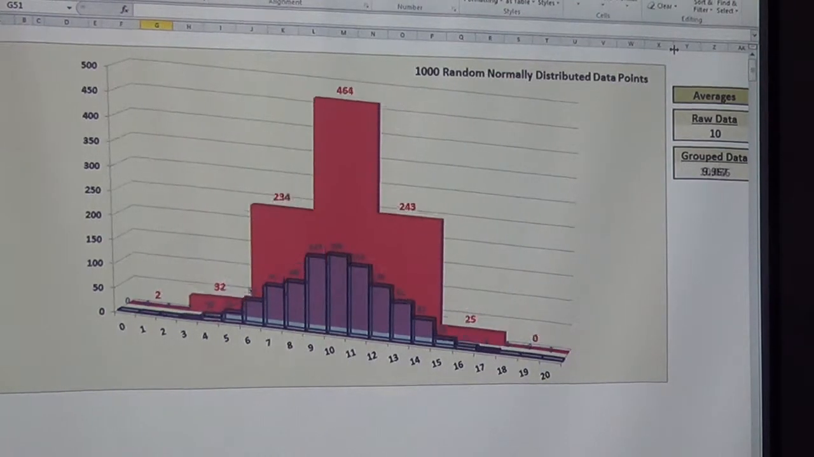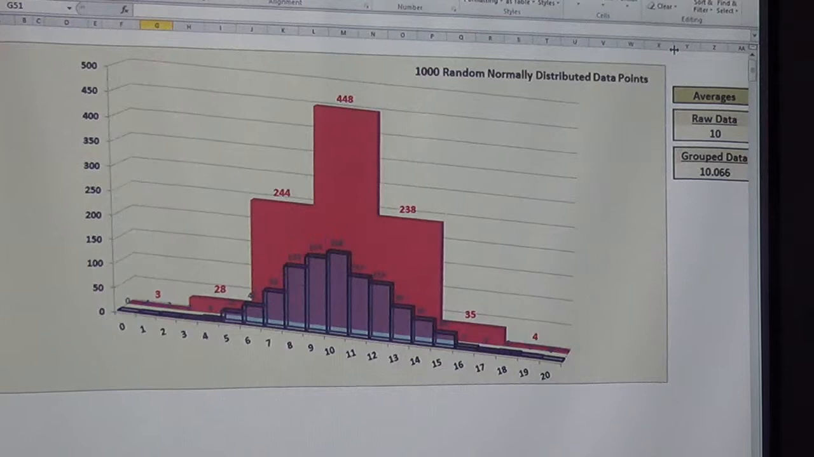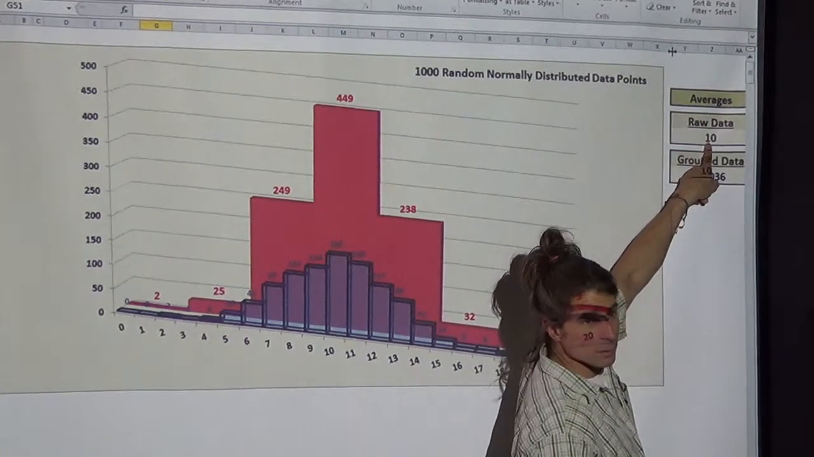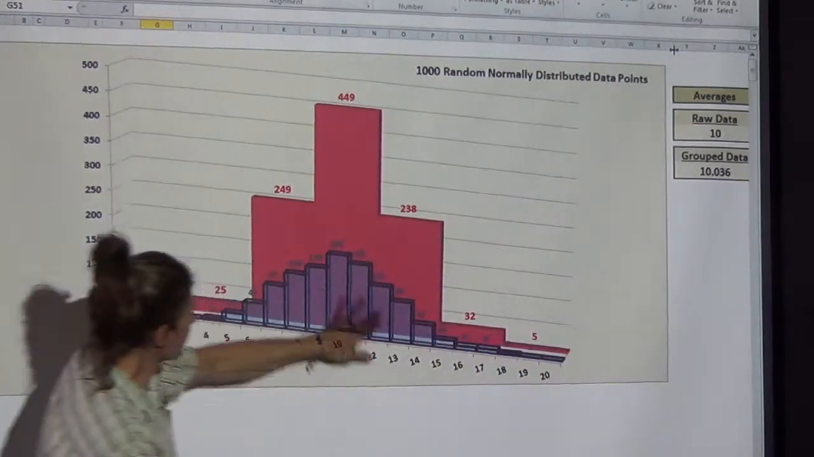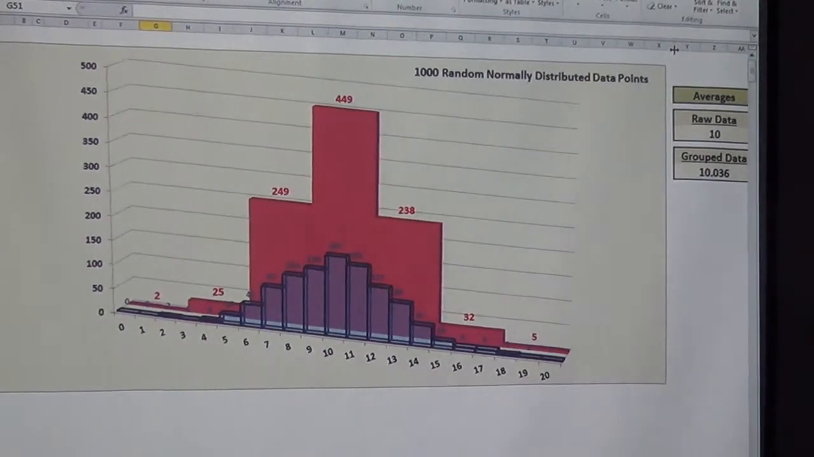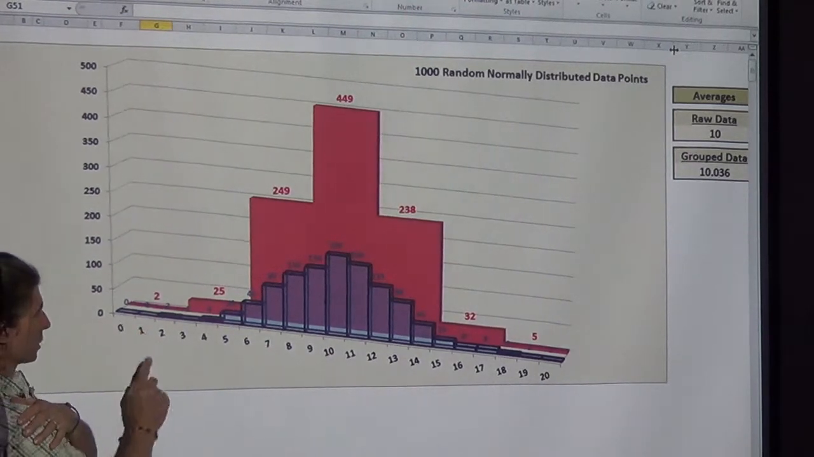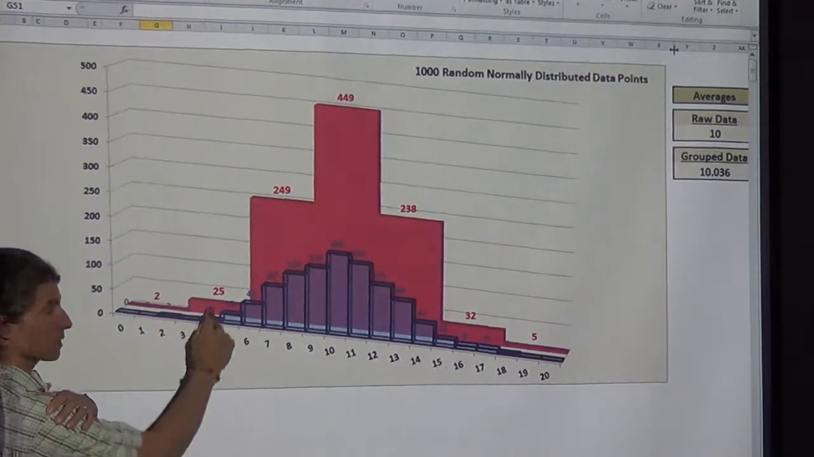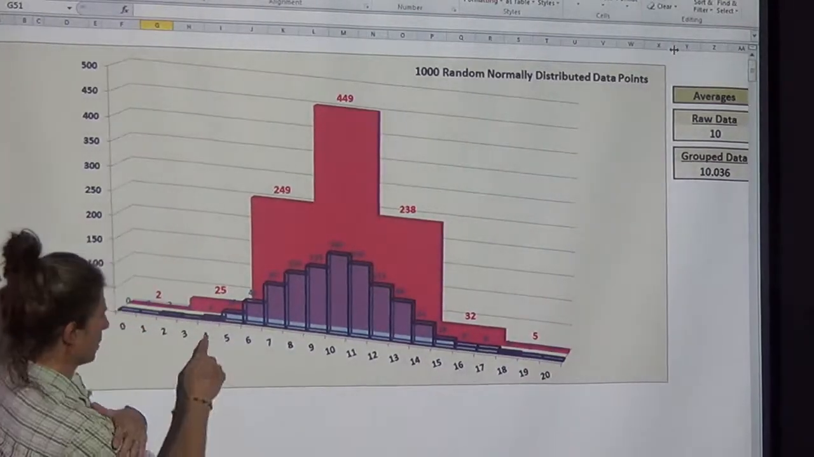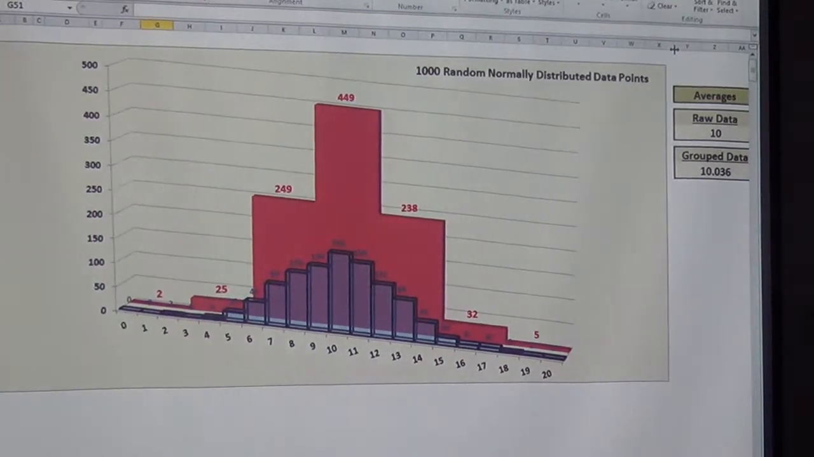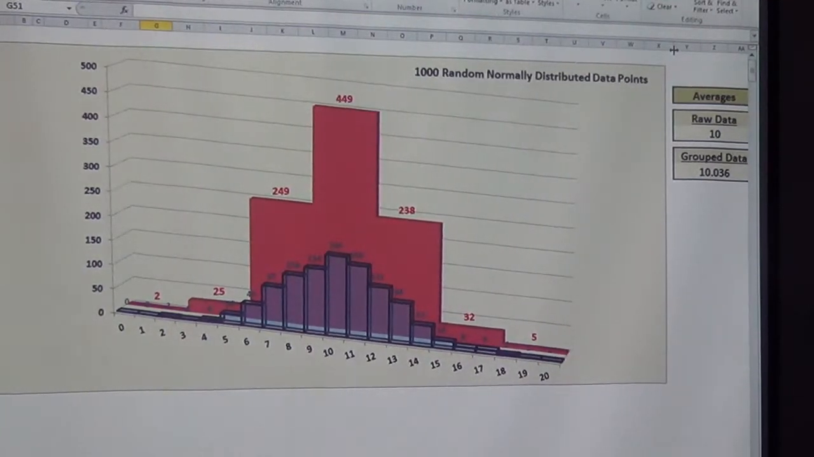See how that curve is predominantly bellish shaped? But it's definitely fluctuating each time I press it. So right now, the raw data has an average of 10. If you add up all these data points and average them weightedly, so if you did 0 times 0 plus 1 times 0 plus 2 times 2 plus 3 times 1 plus 4, just like we did in class, yes? Plus 4 times 4 plus 5 times 20 plus 6 times 26, all the way across, divided by 1,000, the average becomes 10.